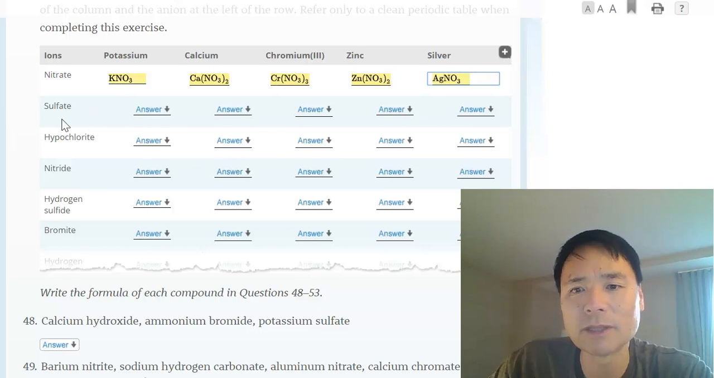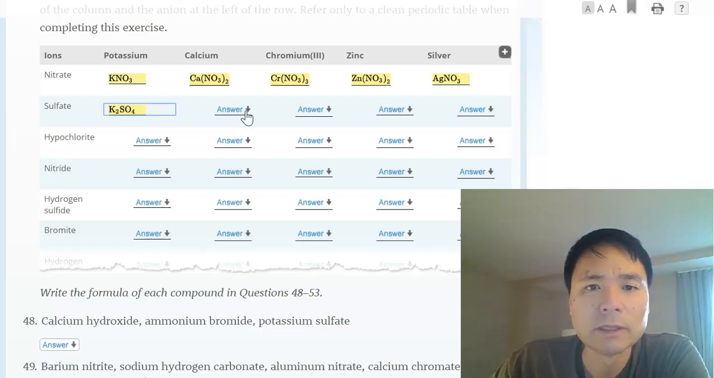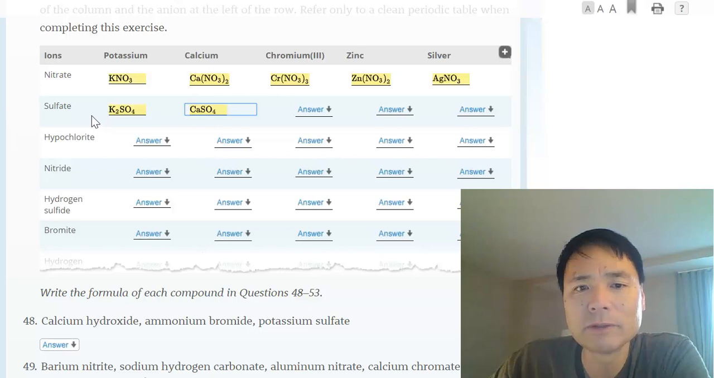Okay, sulfate is 2-, potassium is +1. We'll need 2 potassiums, K2SO4. Calcium is a 2+, sulfate's a 2-, so 1-to-1 works. CaSO4. Chromium is 3+. And so actually in this case we'll need 3 sulfates and 2 chromiums. So Cr2 and then parentheses SO4 3.